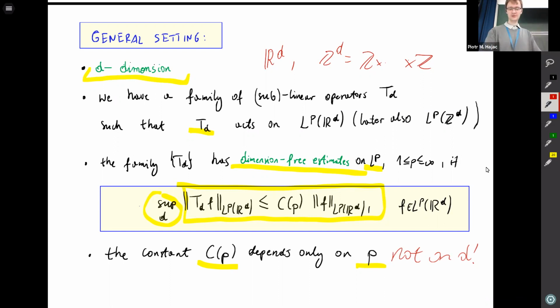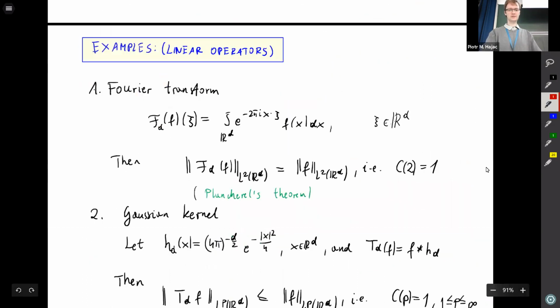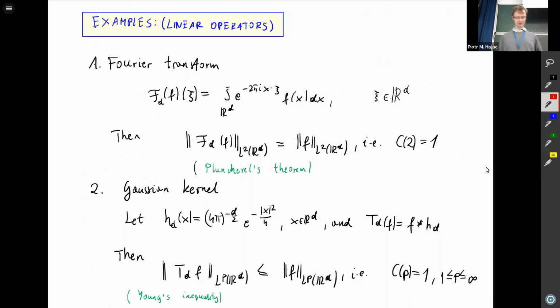Okay, so let me give you some examples of a situation where we have such families of operators. Actually, many of them are natural, and for many of the cases, getting the constant is easy, even the optimal constant, but not always. Okay, so first let me give some examples of linear operators for which you can ask about the size of the constant.